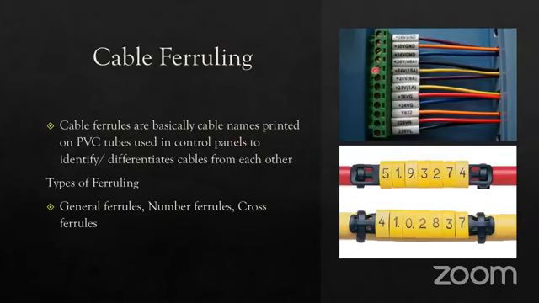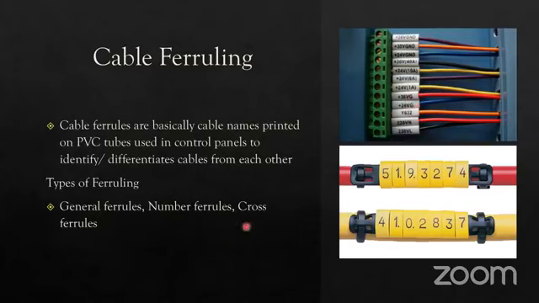In cable ferruling, there are 2-3 types of ferrules we use in the industries. That is general ferrules, and then number ferrules and cross ferrules. General ferrule, it means if you can see this picture here, they are general ferrules. Like if you have a 220-volt wire, you just simply give a name to the 220-volt wire. If you have a 24-volt wire, you just give a name. So that is general ferruling.